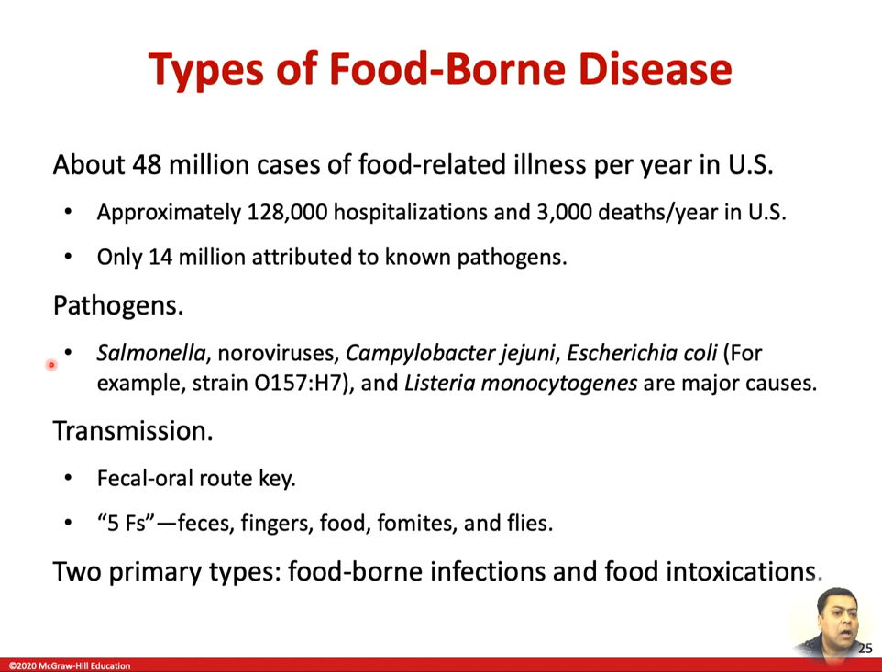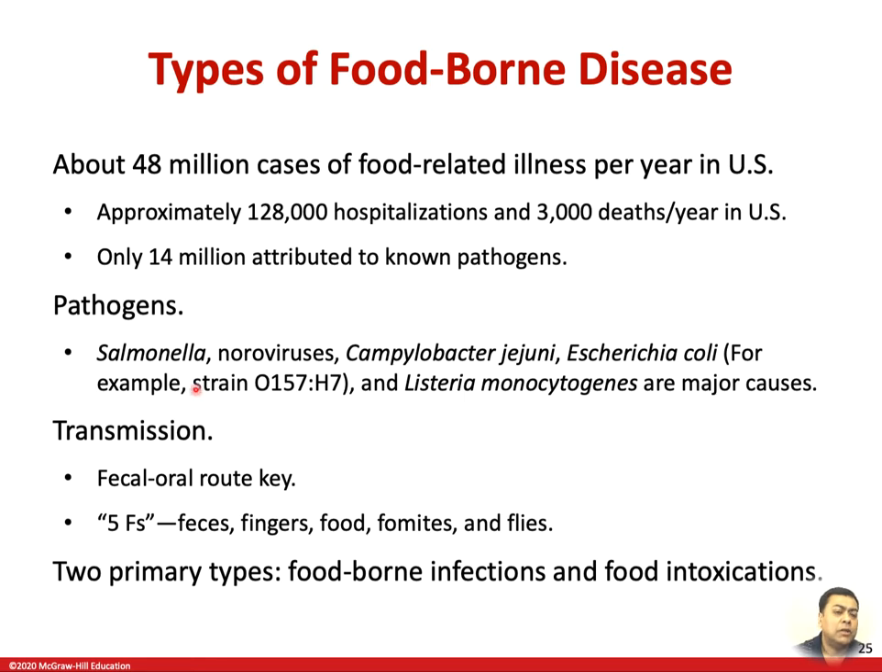And these pathogens are Salmonella, noroviruses, Campylobacter jejuni, E. coli. For example, this strain O157:H7 is an enterohemorrhagic strain and potentially life-threatening, could be Listeria monocytogenes. And these are some of the most important types of foodborne illness pathogens.